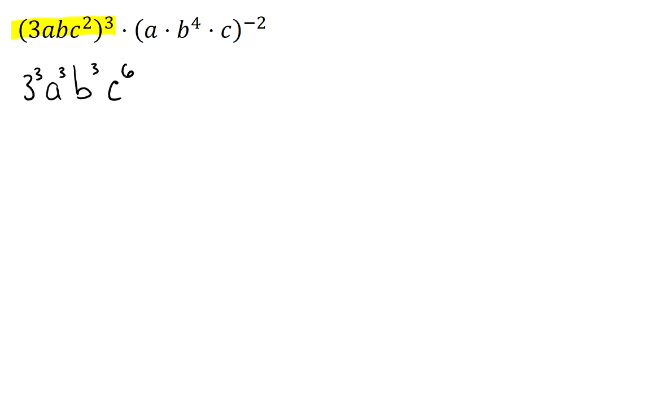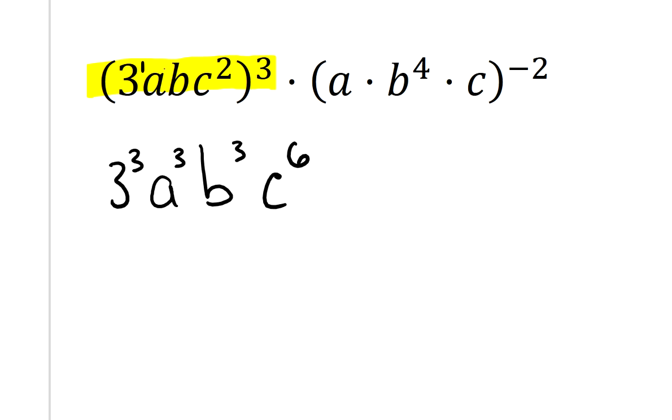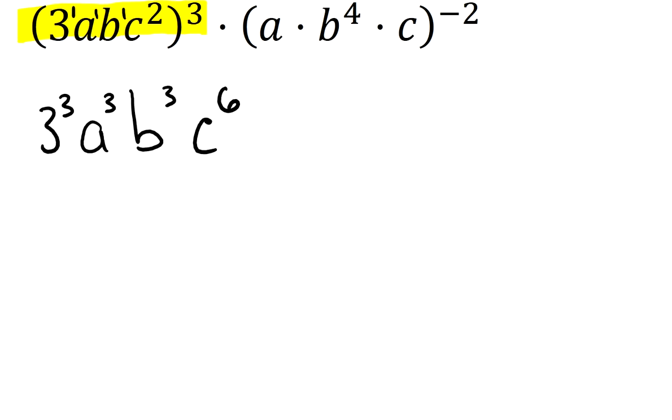One of the things that might be helpful for you is if you don't see exponents, you might want to remind yourself that there's always an implied exponent of 1. So in each one of these cases, I'm multiplying 3 times 1, 3 times 1, 3 times 1, and then 3 times 2. So this part that is highlighted is what I've written below.